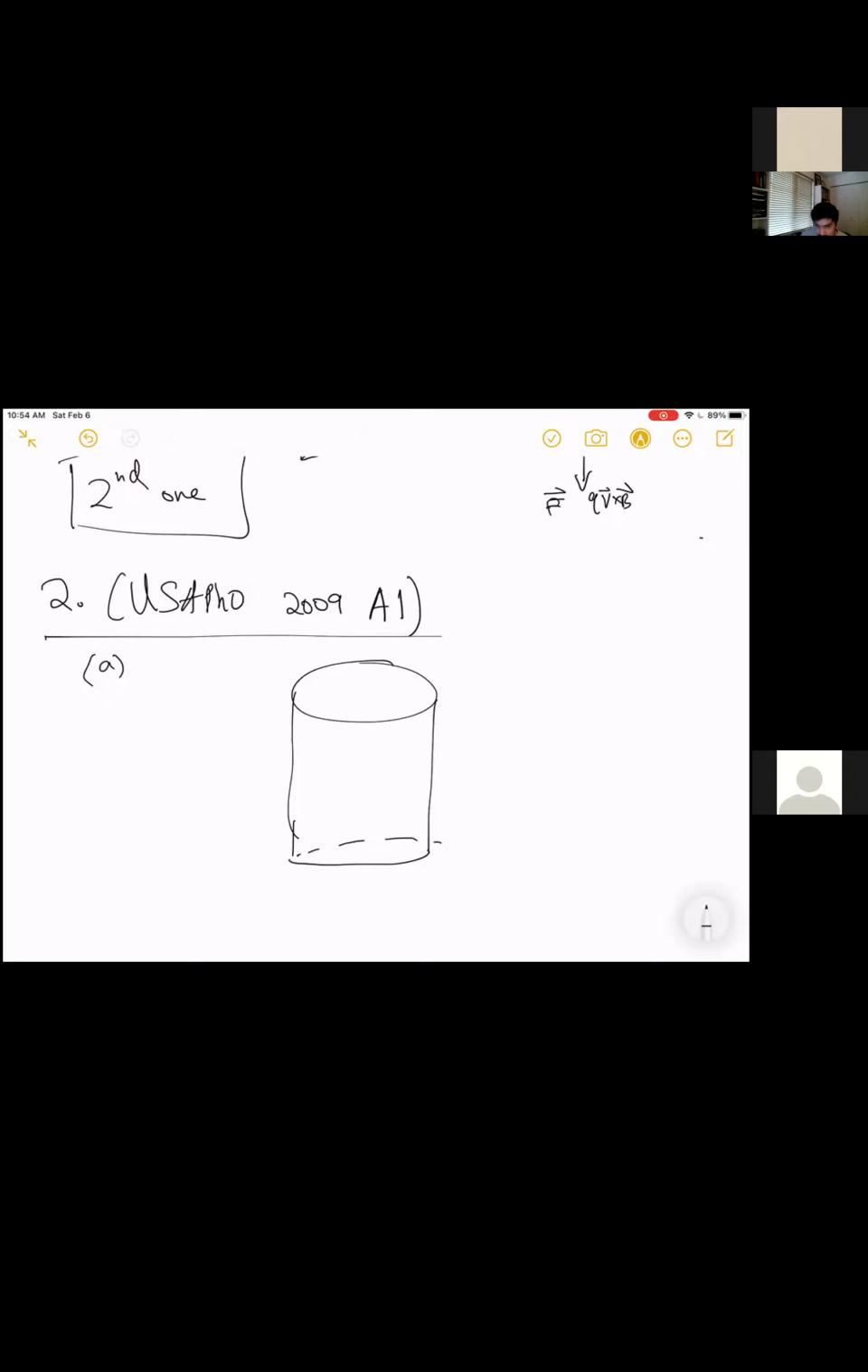So this is my solenoid, and we have a current I flowing along the edge of the solenoid. And we know from solenoids that the magnetic field inside will be pointing upwards.